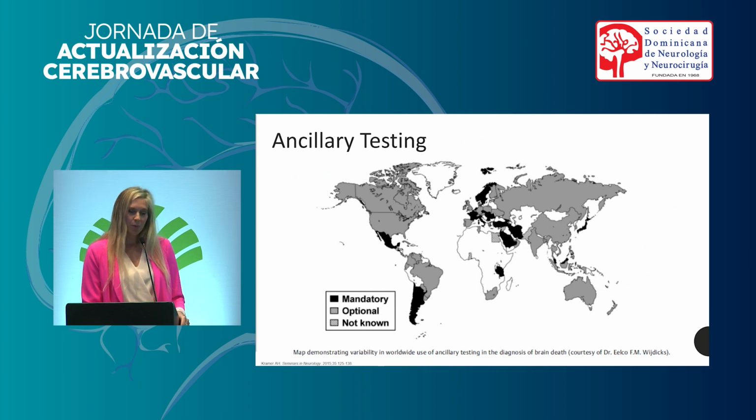So I talked about the practice variation globally in terms of policies and protocols, but what about ancillary testing? That's one of the pieces that is also confusing. Do we need to get it? And this just shows globally what countries either require it, say it's optional, or it's unknown. So you can see there's quite a bit of variation there as well.